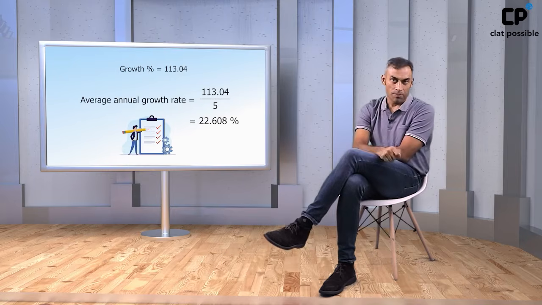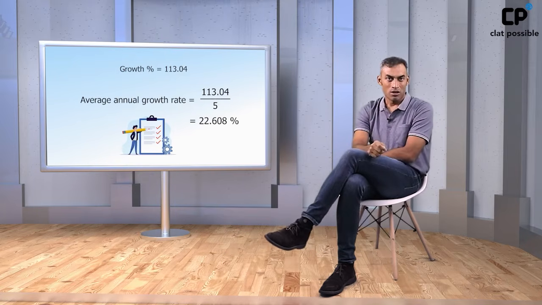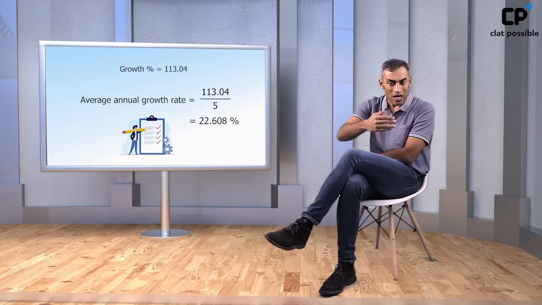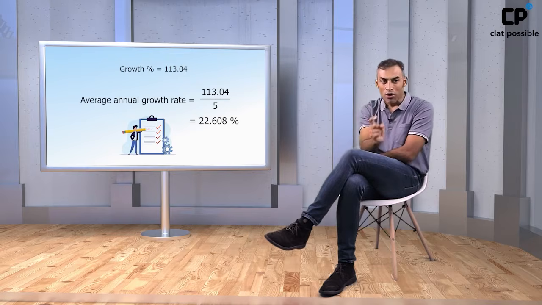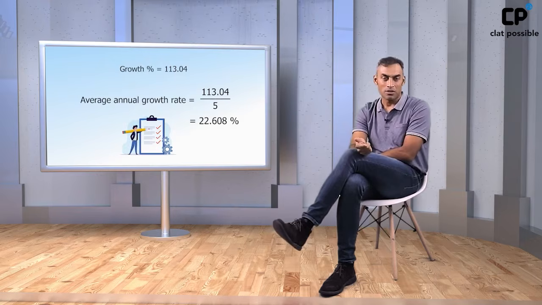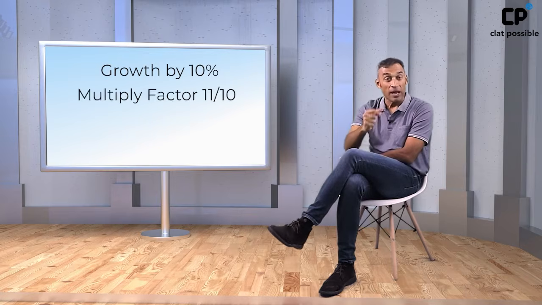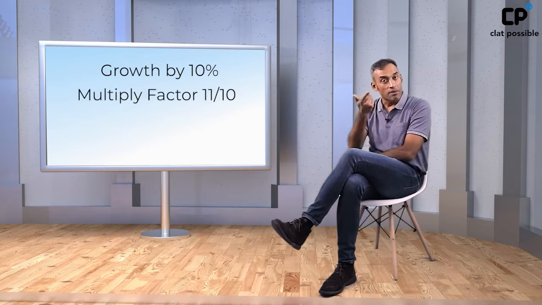So my point is, never get to the exact answer. Don't start calculating, doing divisions. Look at an approximate value, and wherever you can eliminate, use those elimination techniques. Be very, very comfortable with ratios. You should know, for instance, if something grows by 10%, my multiplying factor has to be 11/10.